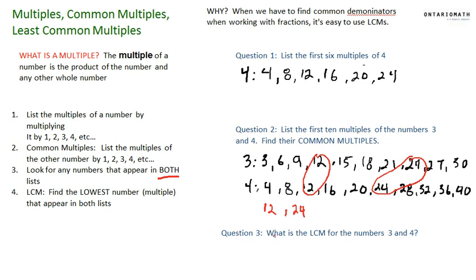Now, question 3 is: what is the least common multiple for the numbers 3 and 4? So I have to find the lowest number that appears in both lists. So we have the numbers 12 and 24. The smaller number is 12. So our least common multiple is 12. I hope that helped.